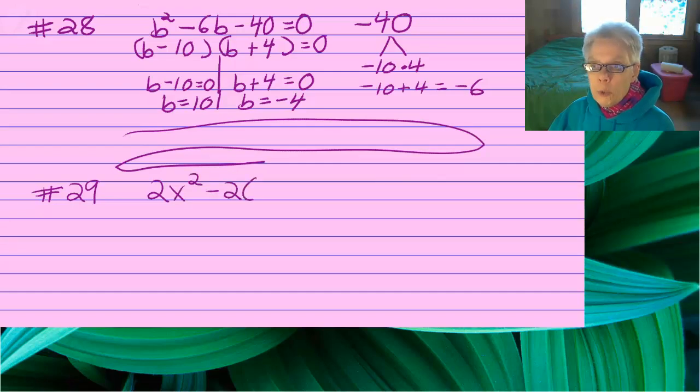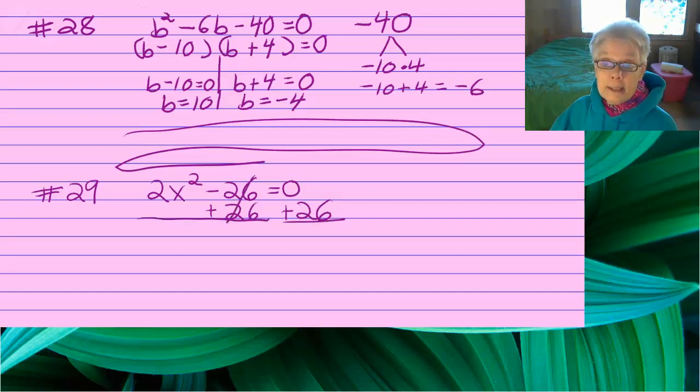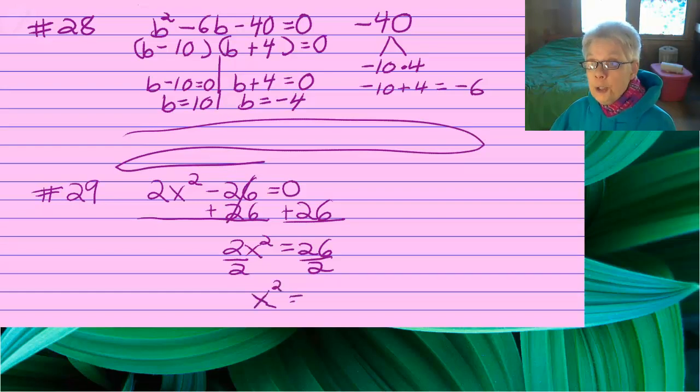2x squared minus 26 equals 0. Add the constant term over to the other side. We're going to isolate the squared term, which is called the quadratic term. 2x squared equals 26. Now remember, the 2 in front is not being squared. It's a coefficient. So divide both sides by the 2 in order to isolate the x squared. x squared equals 13.